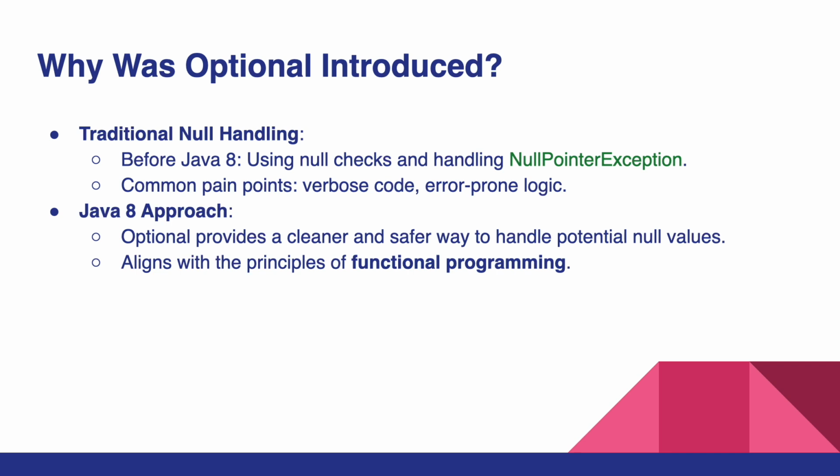Optional was introduced to remove these boilerplate checks and reduce the risk of NullPointerExceptions, bringing Java closer to functional programming paradigms. This shift is more than just a convenience, it transforms the way we design our APIs and handle data safely.